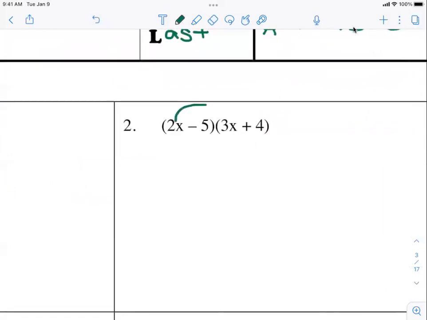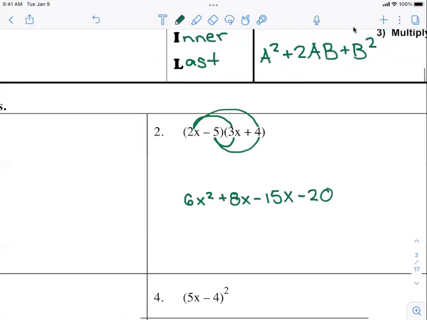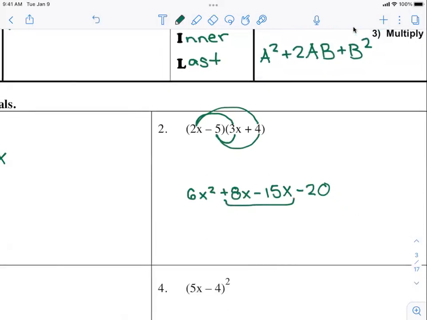Okay, example 2 is a FOIL example. So first, you're going to FOIL 2x times 3x. That's 6x squared. Outer, 2x times 4 is 8x. Inner, negative 5 times 3x is negative 15x. And then last is negative 5 times 4, and that's negative 20. Notice that these middle 2 terms here are like terms, so you can simplify that. Positive 8x minus 15x is negative 7x. So you do need to simplify your answer completely.